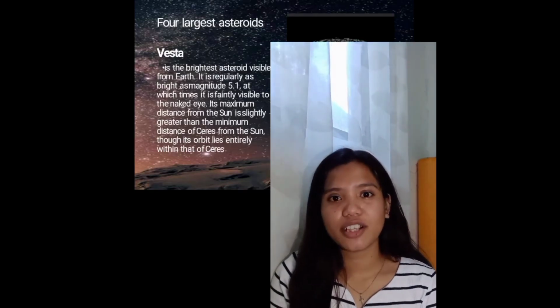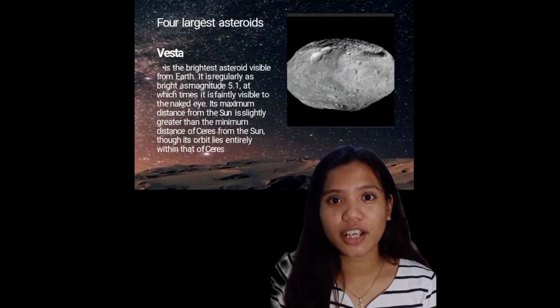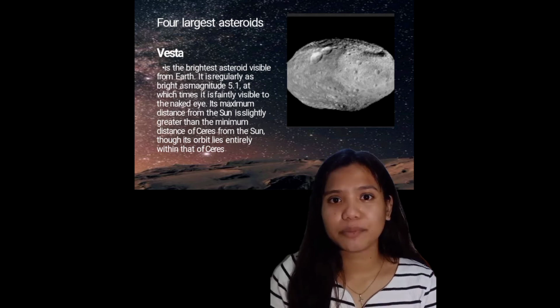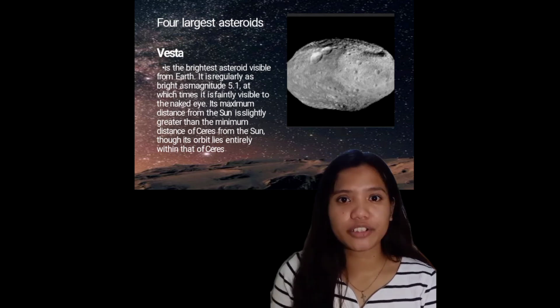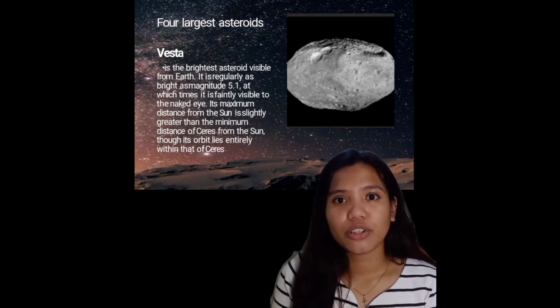The four largest asteroids are Vesta, Ceres, Pallas, and Hygeia. Vesta is the brightest asteroid visible from Earth. It is regularly as bright as magnitude 5.1, at which time it is faintly visible to the naked eye. Its maximum distance from the Sun is slightly greater than the maximum distance of Ceres from the Sun, though its orbit lies entirely within that of Ceres.